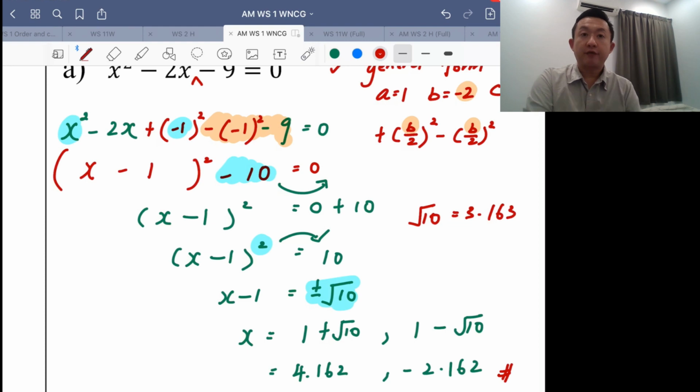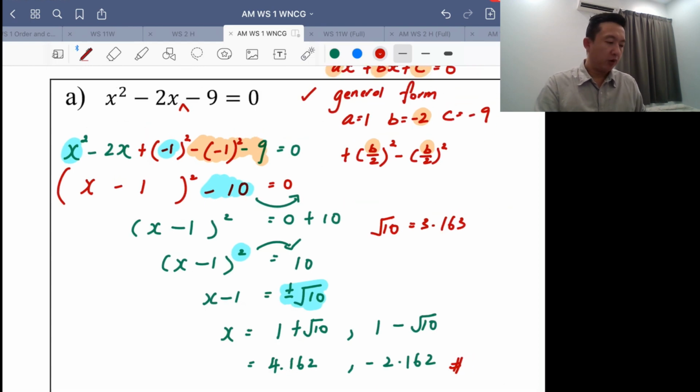So always remember, the first step is to make sure you arrange it in general form, ax squared plus bx plus c. The second step is making sure a equals 1. If it's not, then you probably have to divide the whole equation by a certain value. And then followed by adding in b over 2, meaning half of the b value, and then you square it, minus the same thing again, and then you put it into a perfect square form. I'm going to show you one more.